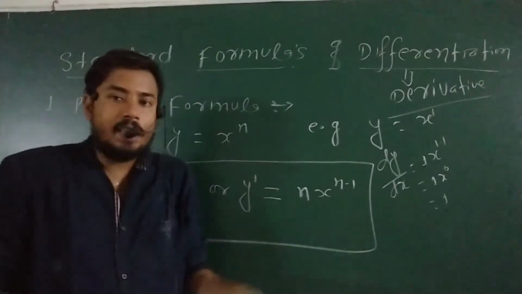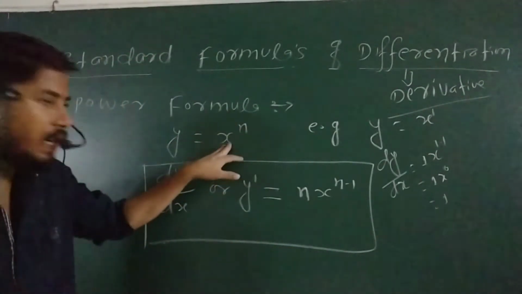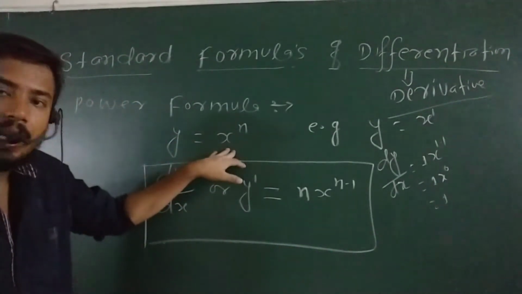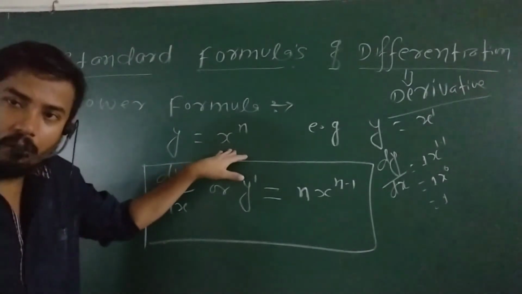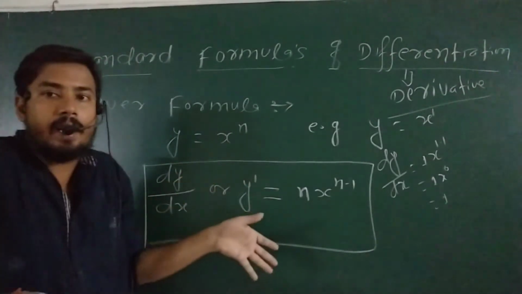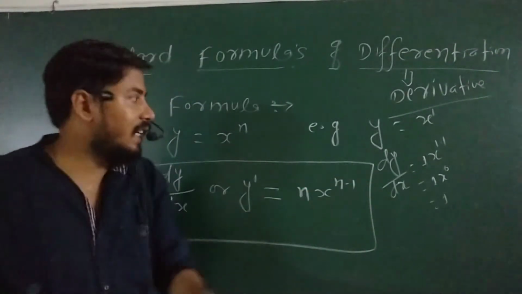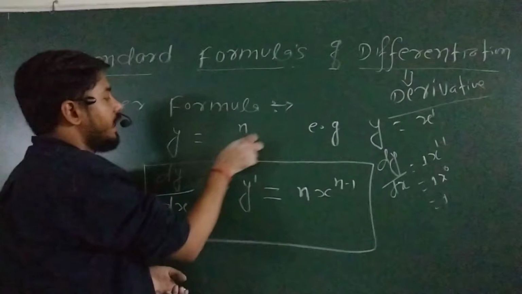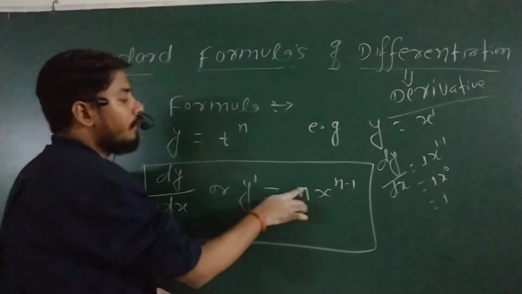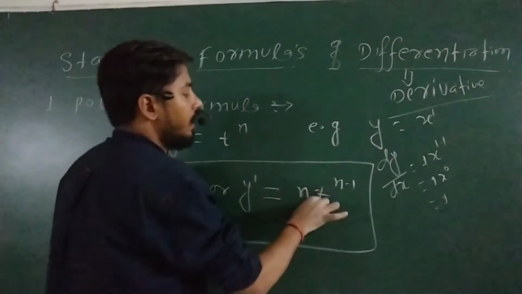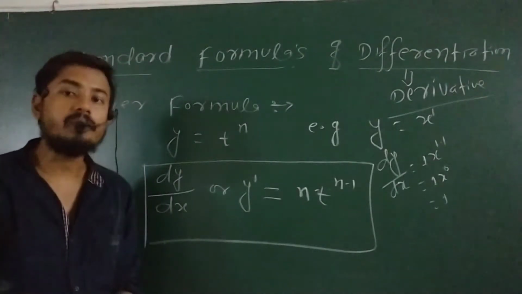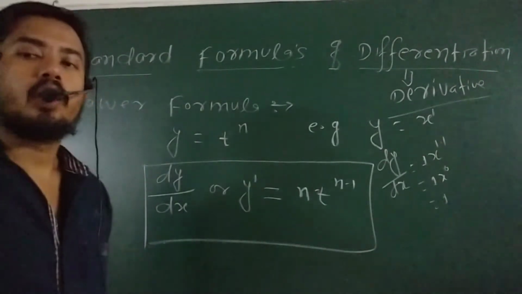Again, it is not valid only for x. Here may be t, here may be r, here may be you, here may be me, anyone. So you have to apply the formula n into x power n minus 1. Suppose x is here t, so the formula becomes n into t power n minus 1. Getting my points?